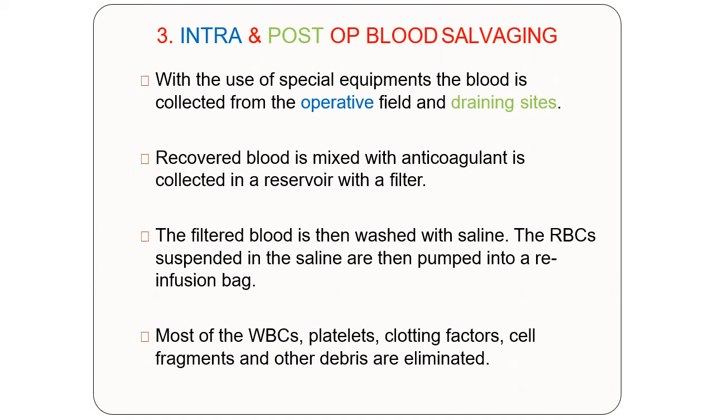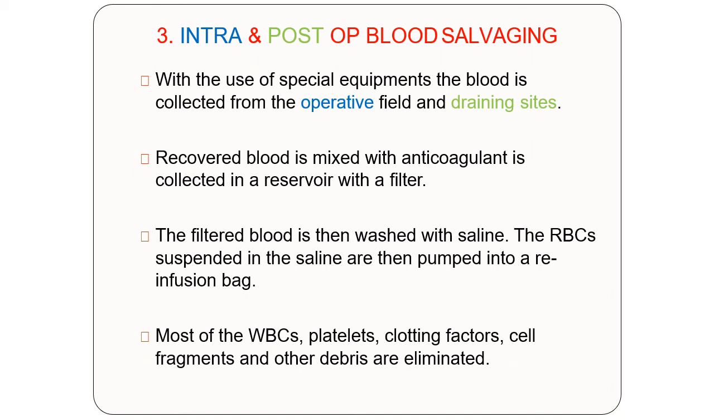Coming to the third, autologous transfusion, it is intra and post-operative blood salvage. In this, with the use of special equipment, the blood is collected from the operative field and draining sites. Recovered blood is mixed with anticoagulant and collected in a reservoir using a filter. The filtered blood is then washed with saline so that extra antigens are removed. The RBCs suspended in saline are then pumped into a reinfusion bag.